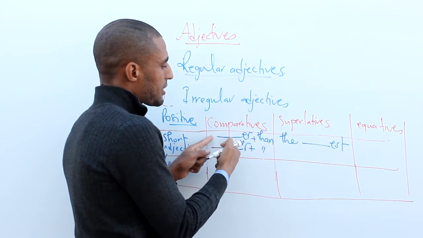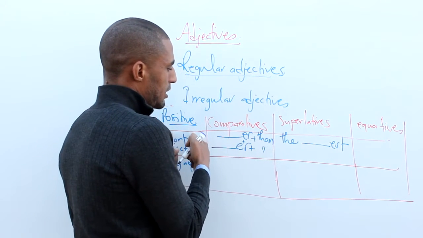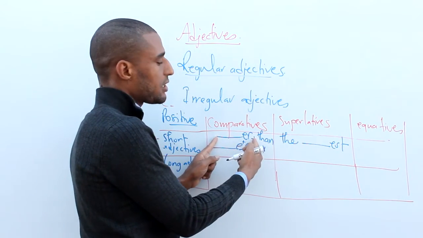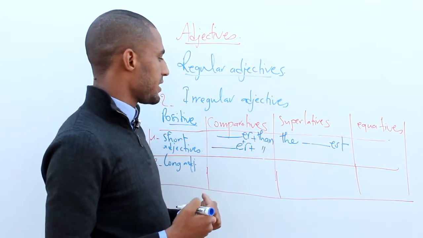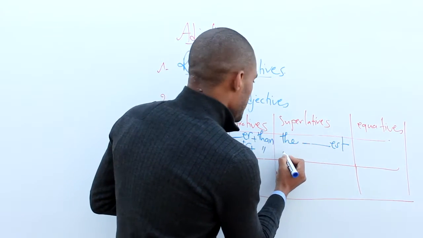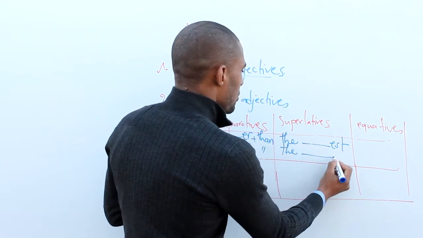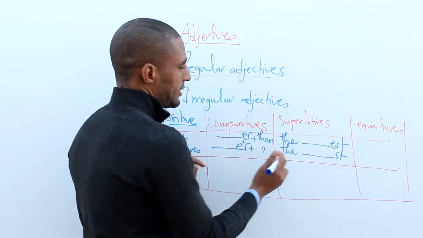We say big in the positive form, bigger, er at the end, and then the biggest. Well, we add est at the end. Great. And for an adjective which ends in E, we simply add st, right?